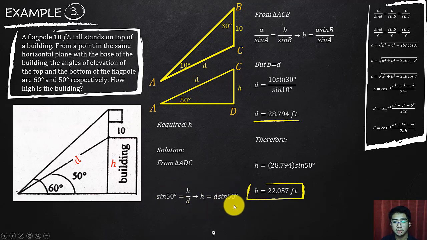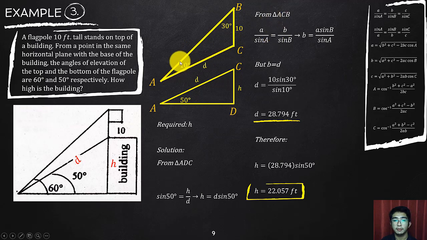Again, we cannot solve directly yet for our unknown H because we still have D, which is also an unknown. So where can we find the value of side D or the length D? Fortunately, D is present on the right triangle and on the oblique triangle. So looking now at the oblique triangle ACB, how do we solve for D?